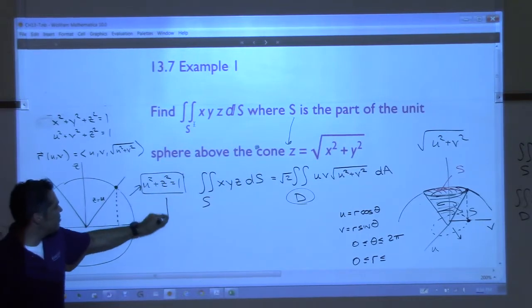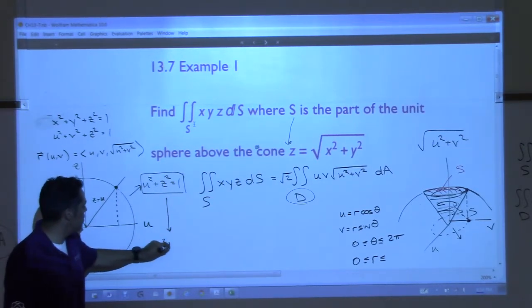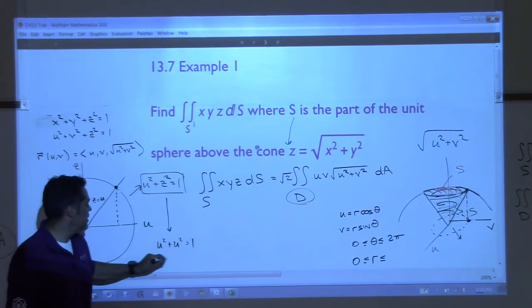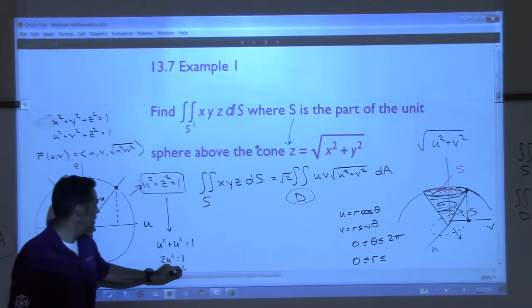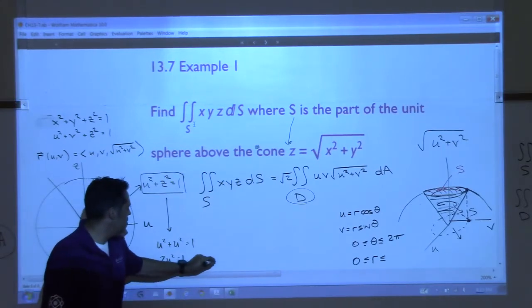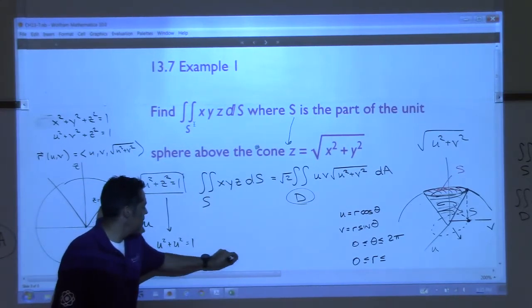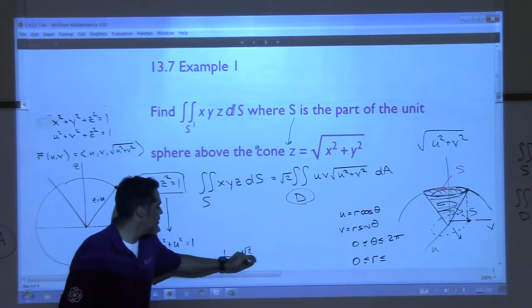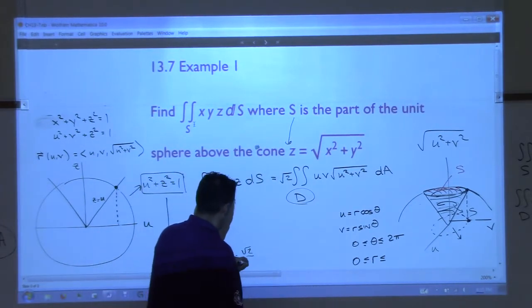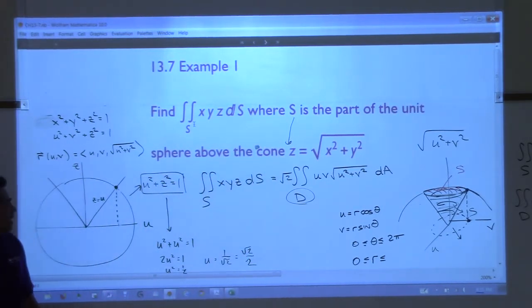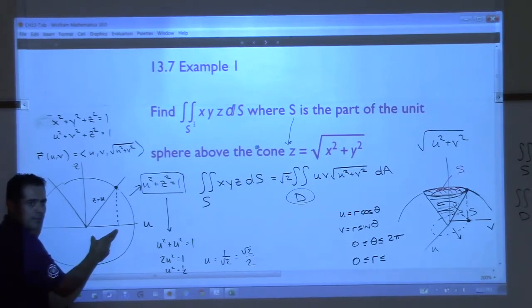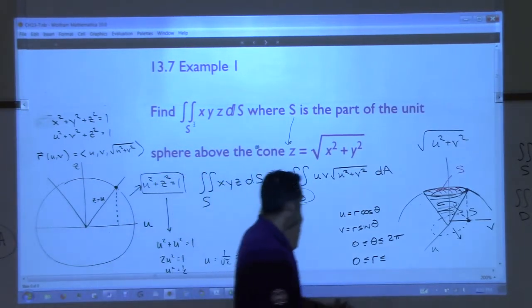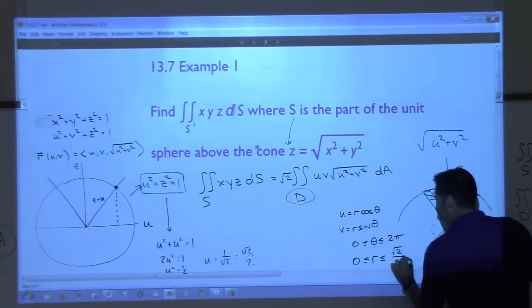So I come to this equation, replace Z with U, we get U squared plus U squared is 1. So 2U squared is 1. So U squared is a half. And then that means that U is equal to 1 over root 2, which means that U is root 2 over 2, right? And Z and U are identical. So whatever U is, Z is. But I just wanted to know what U was, right? So that gives me my restriction on R, root 2 over 2.